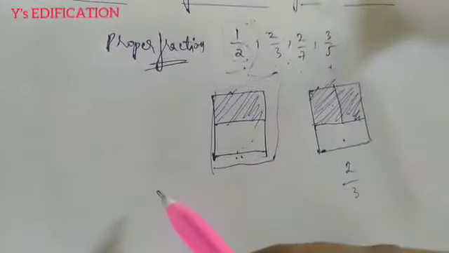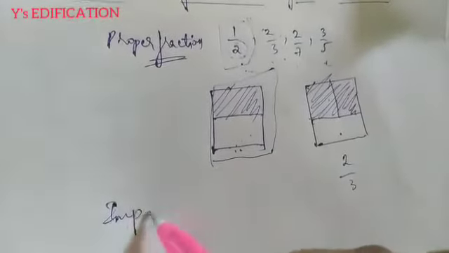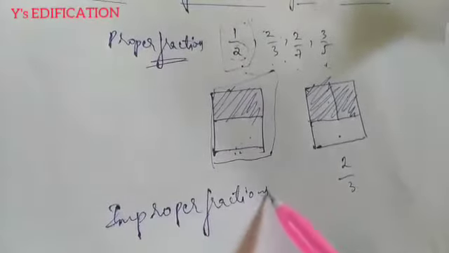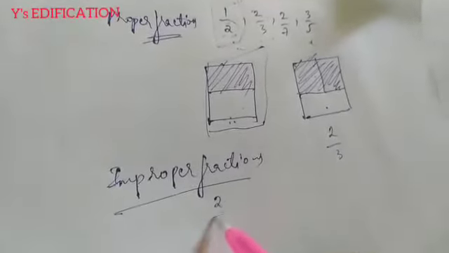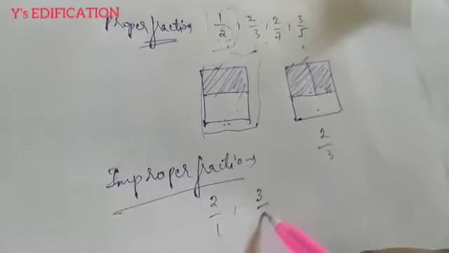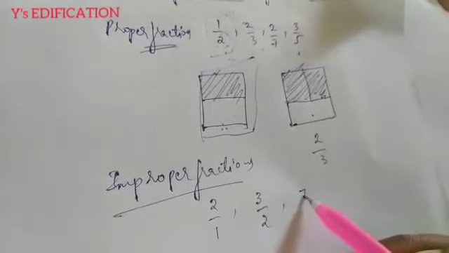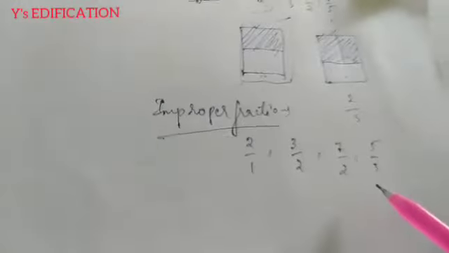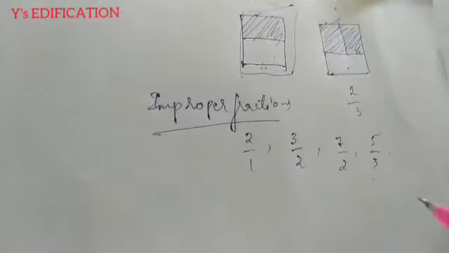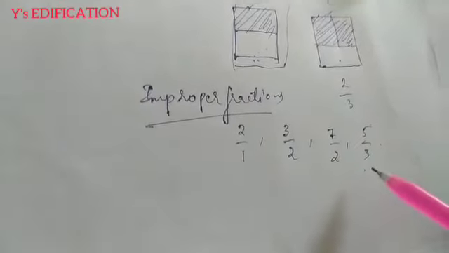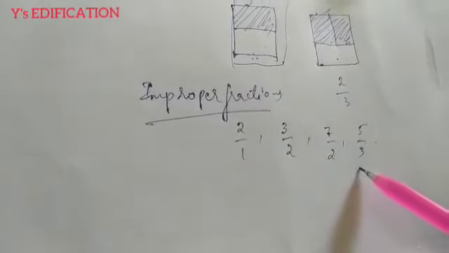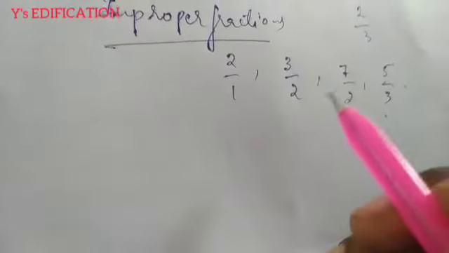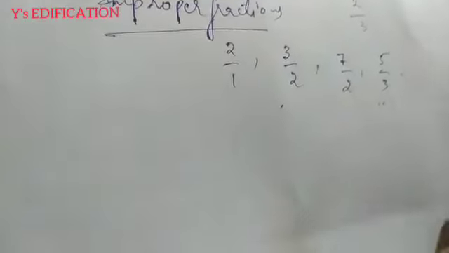But coming to the improper fractions, what are improper fractions? 2 by 1, 3 by 2, 7 by 2, 5 by 3. The denominator is lesser than the numerator. These are known as improper fractions. So how will we show these improper fractions in a figure? Let me explain how we represent improper fractions in a figure.